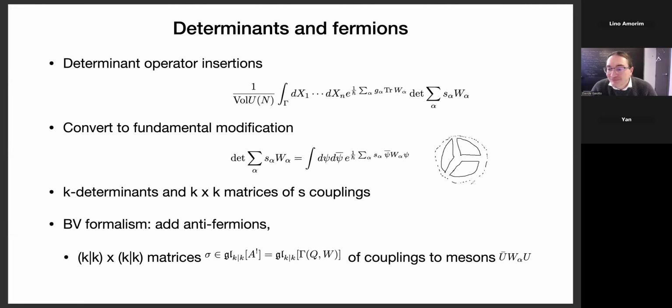That's why you get D-branes. So it's important that things are bilinear in these fundamentals. And when you integrate away the fundamentals, you get these determinants.